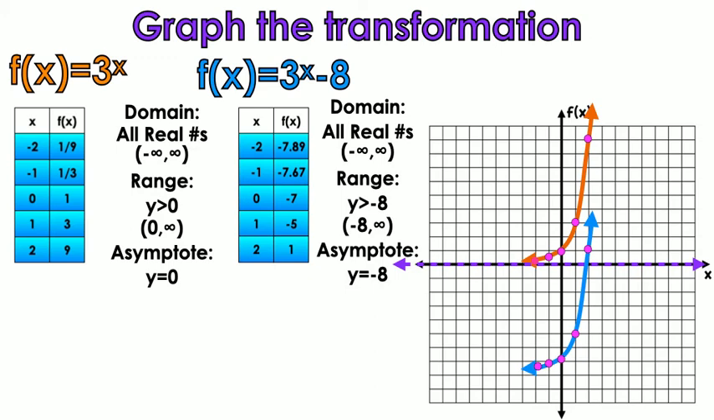Asymptote. If the original asymptote is at 0, and I have a transformation that moved the whole thing down 8 spaces, guess what? That asymptote also has to move down 8 spaces. So y equals negative 8.